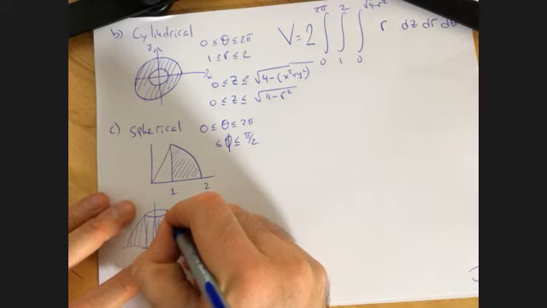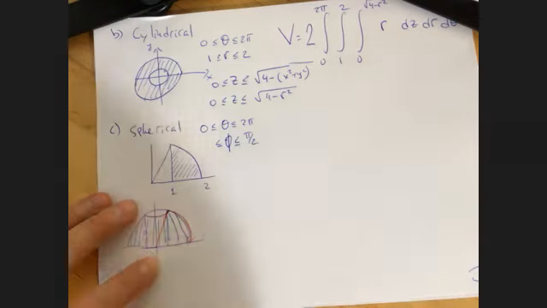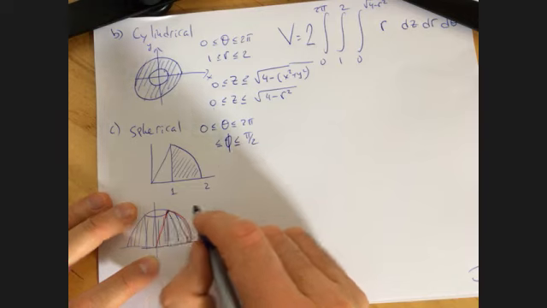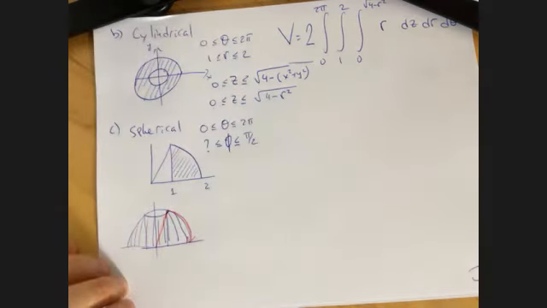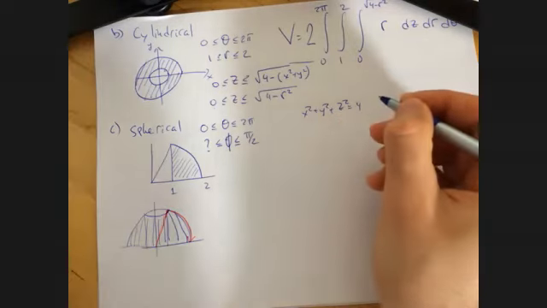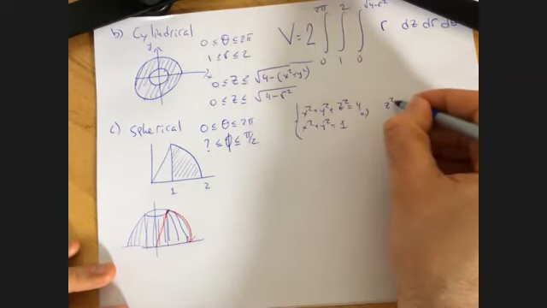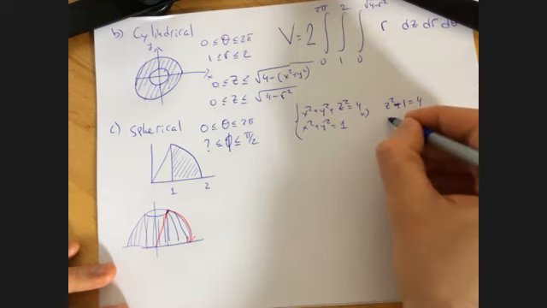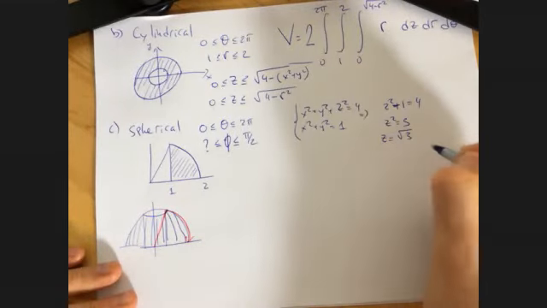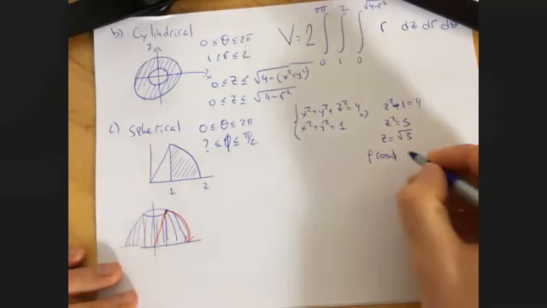Okay, so how are we going to find that? Well, I'm going to look at where these two equations meet, right? I have x squared plus y squared plus z squared is equal to 4, and x squared plus y squared is equal to 1. From here, z squared plus 1 is equal to 4, or z squared is equal to 3, right? From here, z is equal to square root of 3. And what does z stand for? It stands for rho times cosine of phi, which is equal to square root of 3.